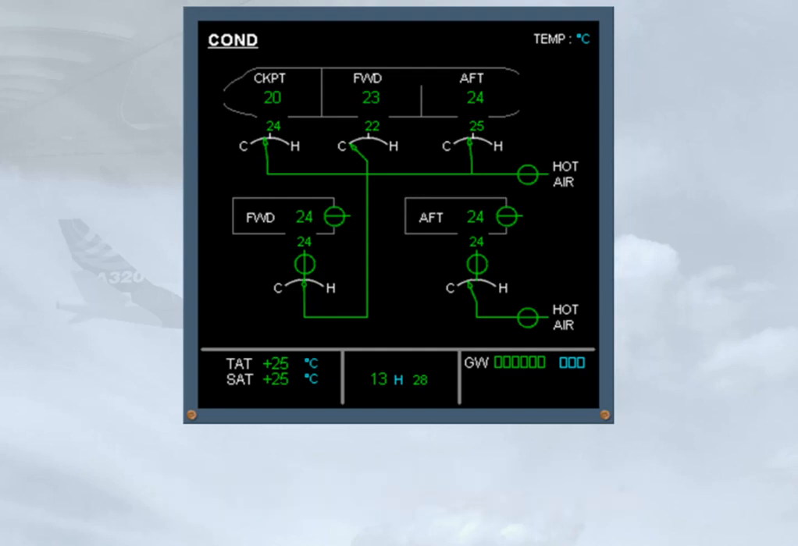On the ECAM-COND page, the indications related to each cargo compartment are the inlet and outlet isolation valves, the trim air valve, the duct inlet temperature, the zone temperature, and the hot air valve for cockpit, cabin, and forward cargo trim air supply. The aft cargo pressure regulating valve. Notice that there are no indications for the extraction fans.